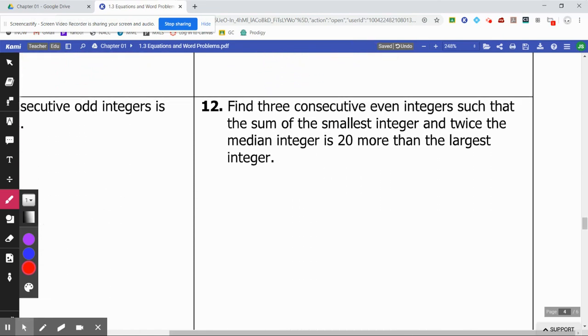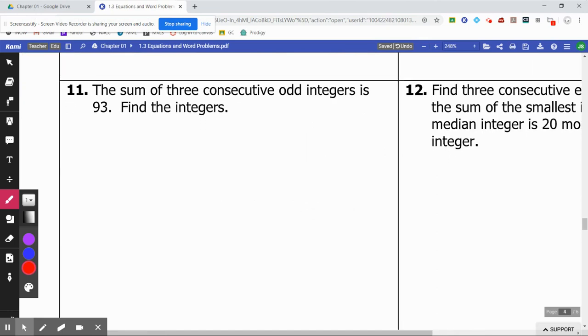Number 11. The sum of 3 consecutive odd integers, like 3, 5, and 7. Those would be consecutive odds, or 7, 9, and 11. So you've got to be careful. Your 3 numbers now would be x, your first one. To get my next odd number, I don't add 1, I add 2 to my first number. And then to find my next number, I would take the first one and add 4 to it. So there's my 3 consecutive odd numbers.